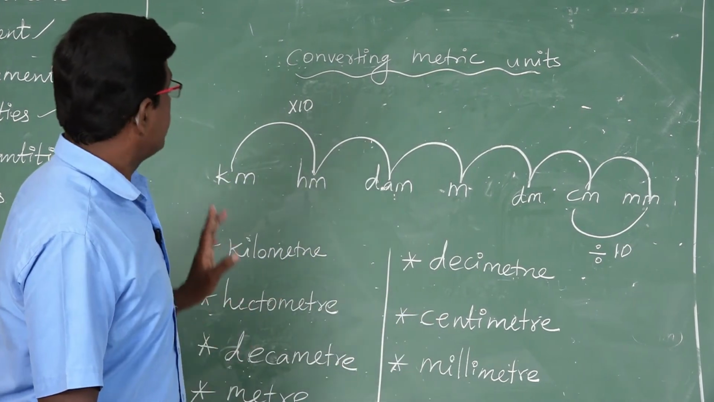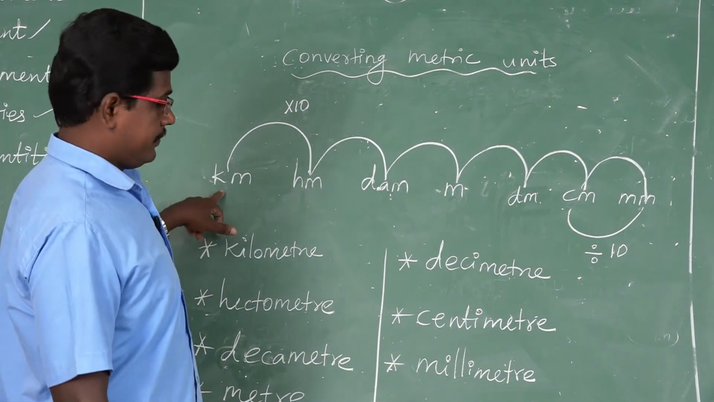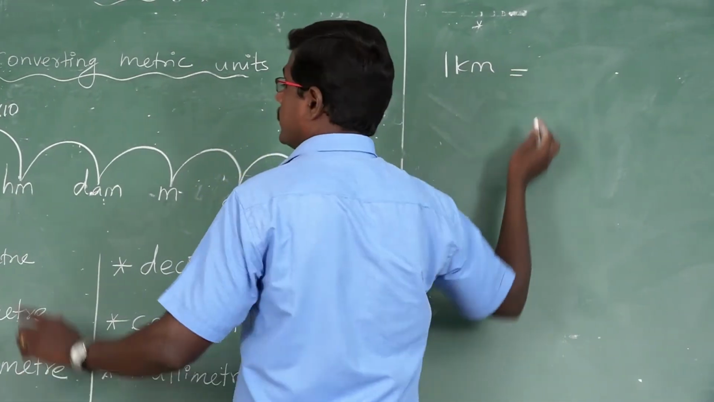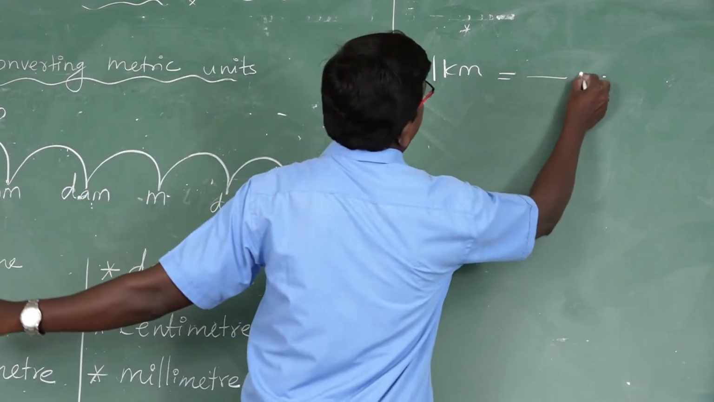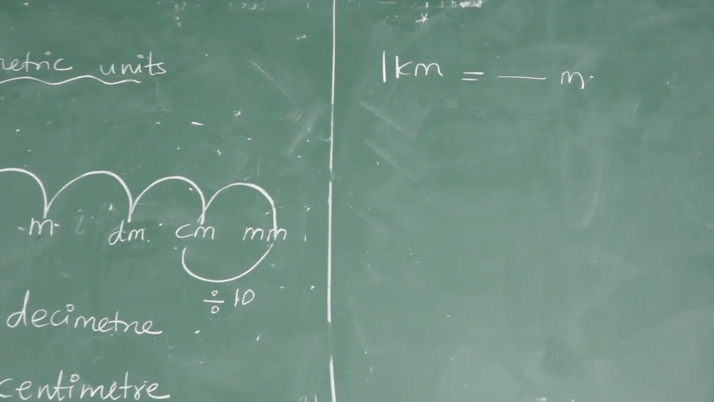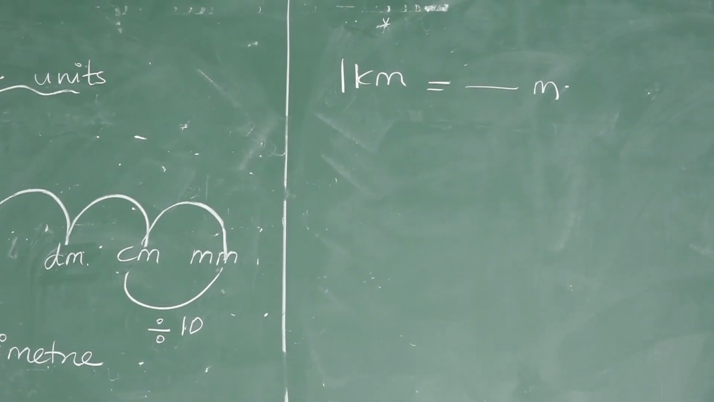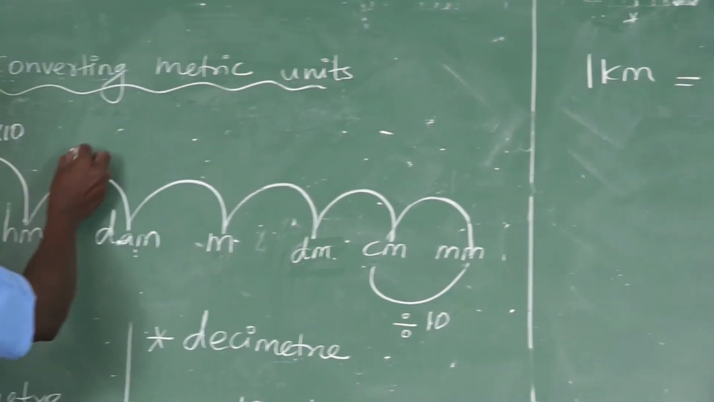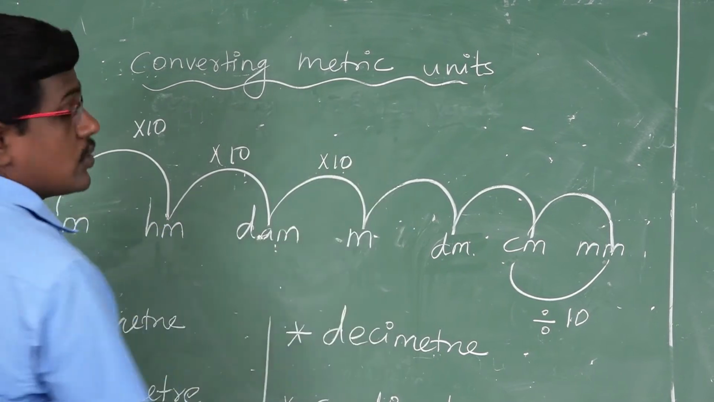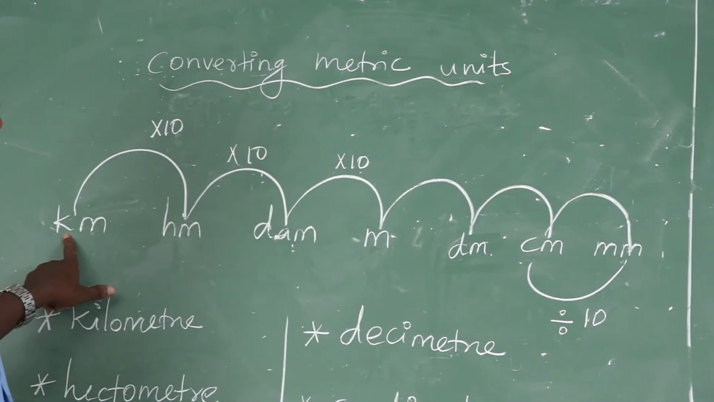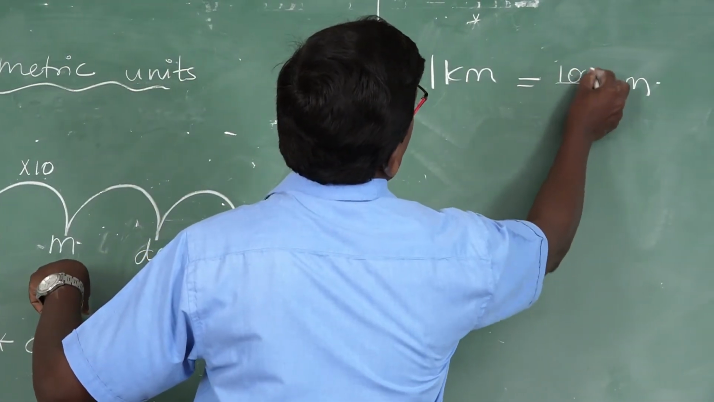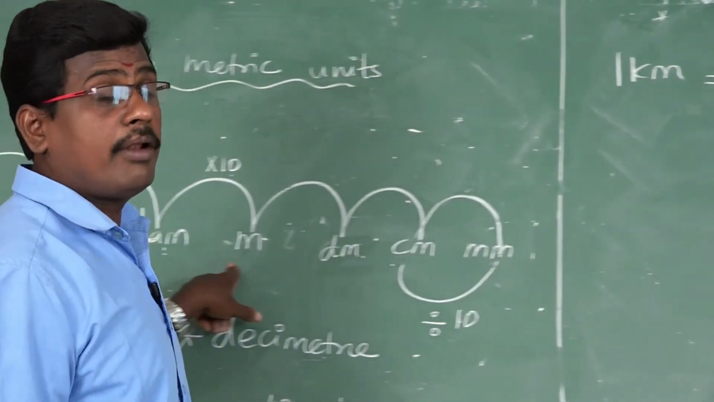For example, 1 kilometer equals how many meters? Kilometer to hectometer, multiply by 10. Then to decameter, 10 times 10 is 100. Again, 100 times 10 is 1000. So 1 kilometer equals 1000 meters. These are multiple values.